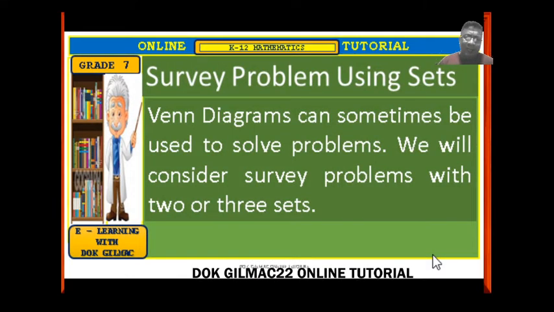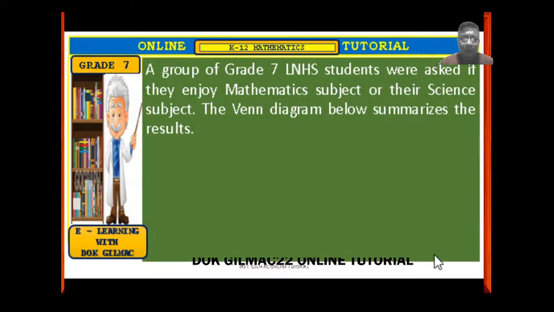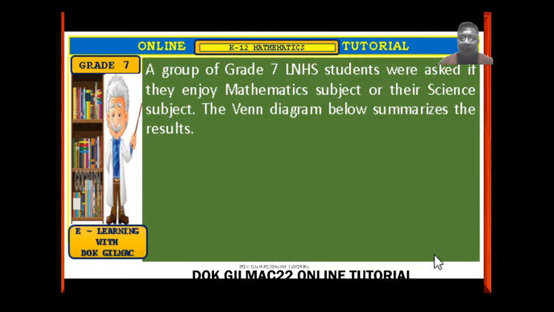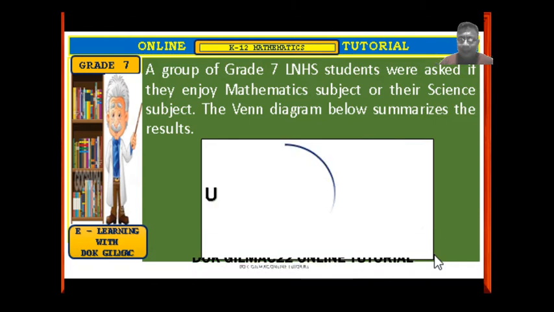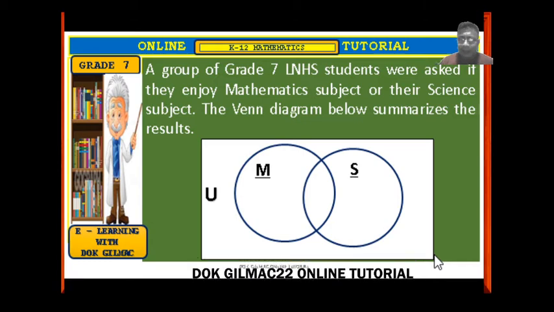Sometimes a Venn diagram is actually used in survey problems. Okay, let's say this: a group of grade 7 LNHS students were asked if they enjoy their mathematics subject or their science subject. The Venn diagram below summarizes the results. Let's have the Venn diagram, M for the mathematics subject and S for the science subject.